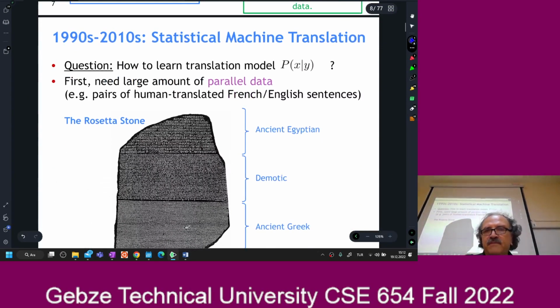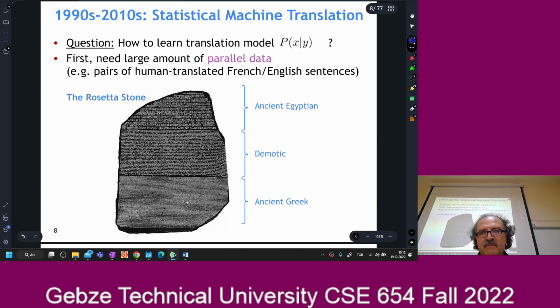Okay, so for statistical machine translation, we need a large amount of parallel data. And in fact, we have this parallel data already in our hands. And I'm not talking about our ancient Egyptian and Greek literature, because if you add this up, this kind of parallel data is going to be 2 kilobytes or 4 kilobytes. That's not enough. We are talking about megabytes of data or billions of parallel sentences.